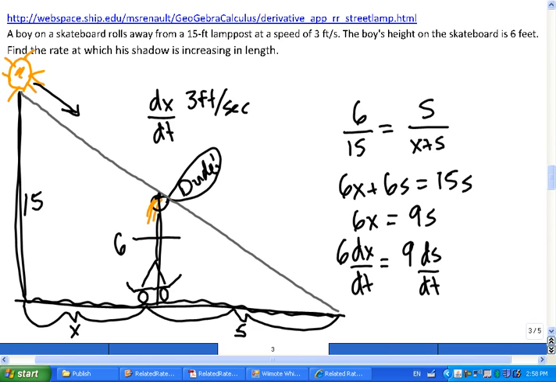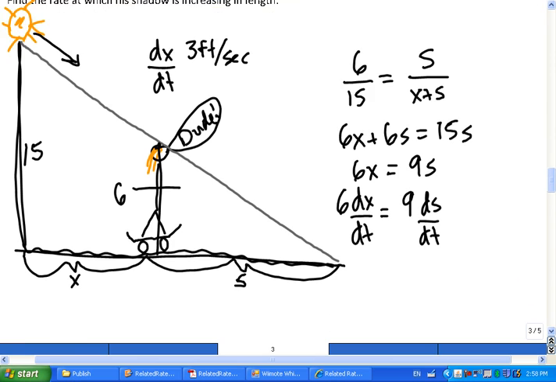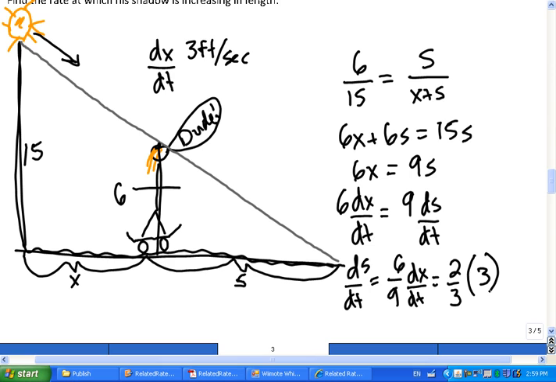So if I want to know the rate of change in the skateboarder's shadow, maybe I'll move this up a little bit, then the change in the shadow will be 6/9 times the speed of the skateboarder. That's also 2/3. So 2/3, and they're going 3, was it meters or feet per second? I think feet. Okay. So this shadow is increasing at 2 feet per second. You should all go home and try that with someone who's 6 feet tall on a skateboard just to verify it.